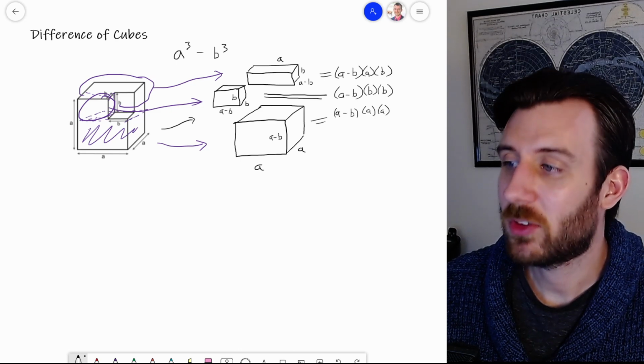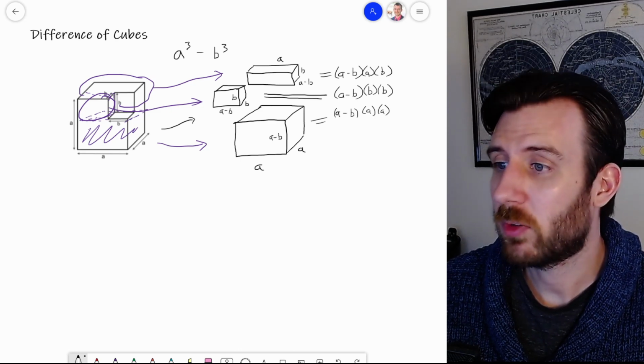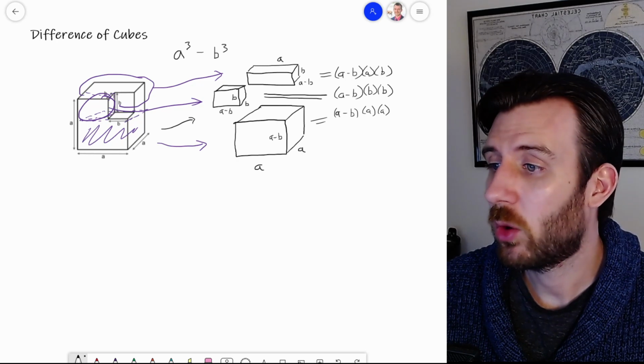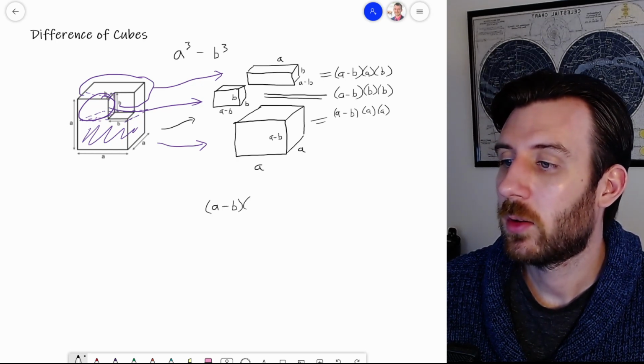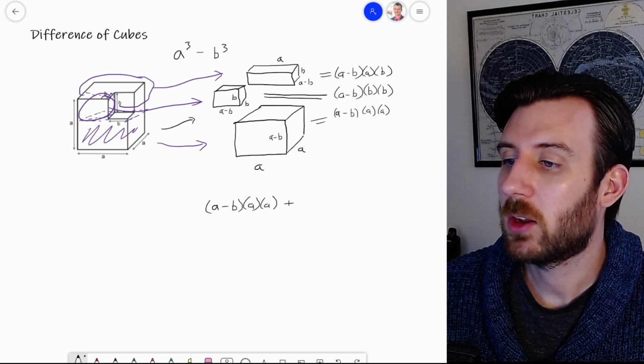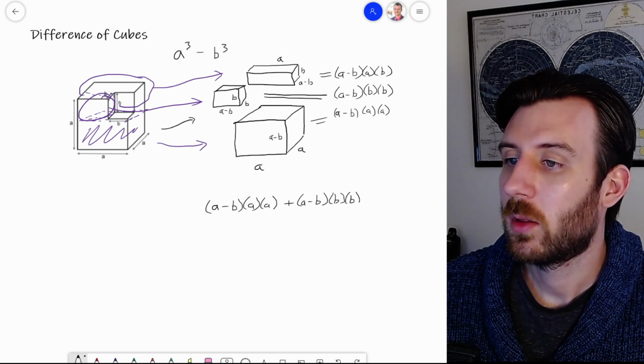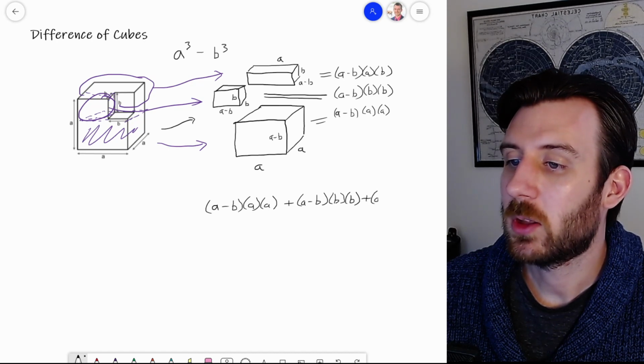Which means that if you have taken a cube and you've taken away another cube from it, the components you have can always be looked at as A minus B times A, plus A minus B times B times B, plus A minus B times A times A.